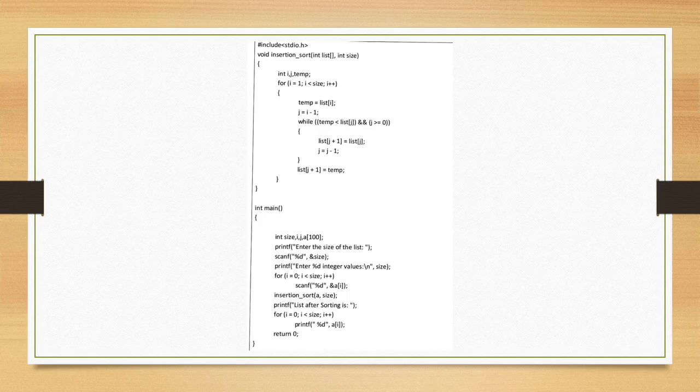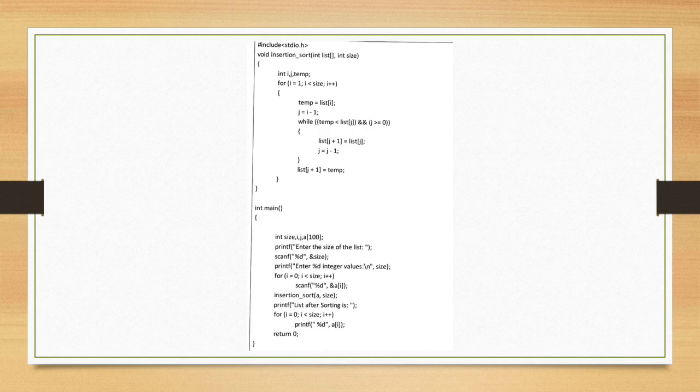And then we came to the main function. Here we have declared local variables: size, i, j, and a, which can be of maximum size 100. Then we read the size of the list and store it in the variable size, and then we read all the elements which we are going to sort. After that, insertion sort with a and size is the function call.